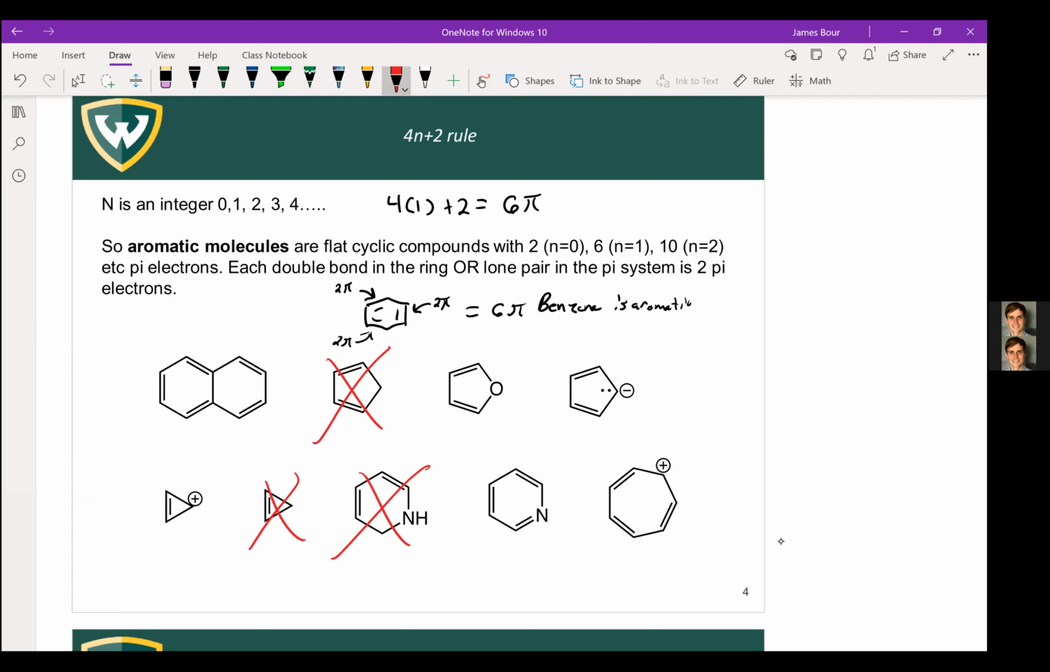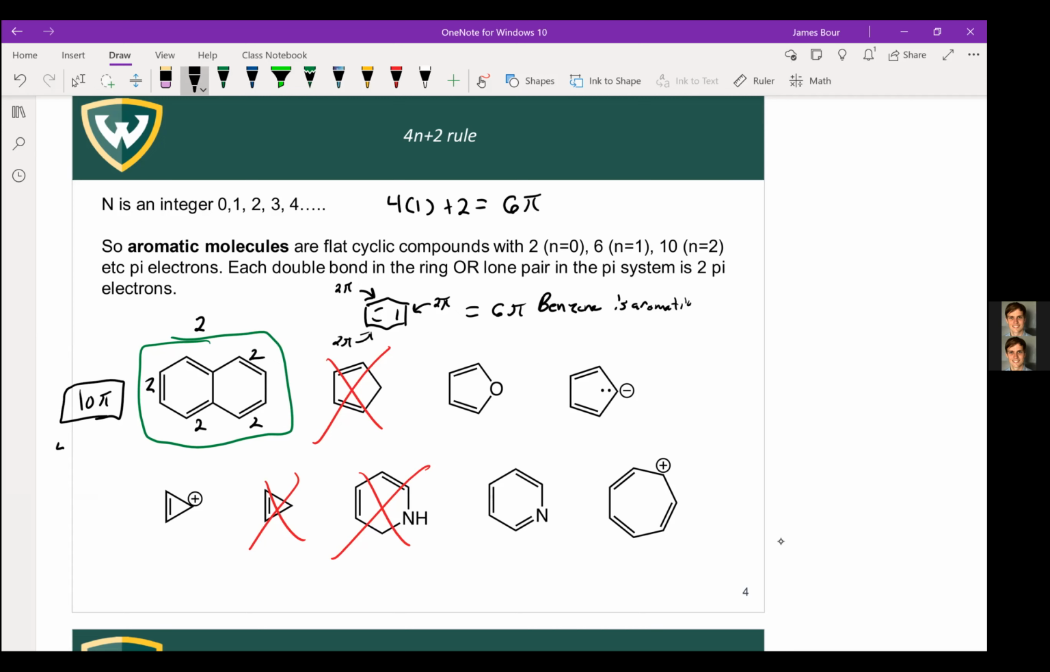Let's work through one of these, such as naphthalene. Naphthalene is this molecule in the green box. We can count up the number of pi electrons, 2, 2, 2, 2, 2. So that's 10 pi electrons. Does 10 pi fit the 4n plus 2 rule? It does for n equals 2.